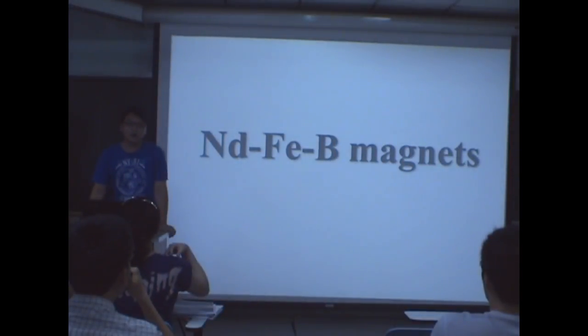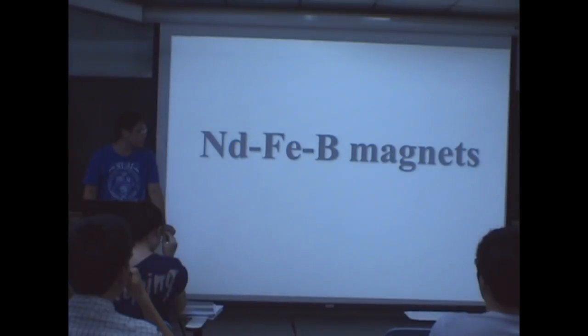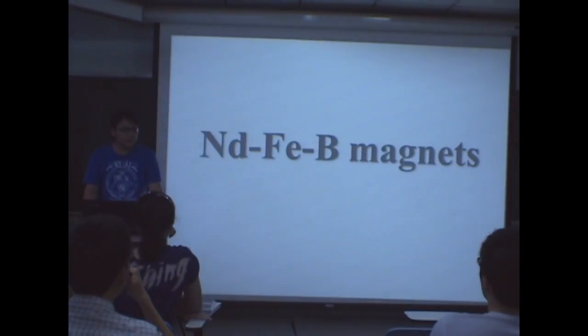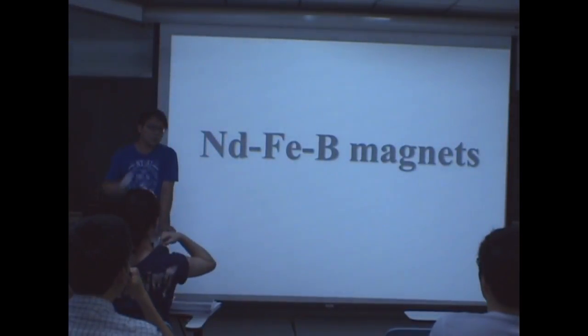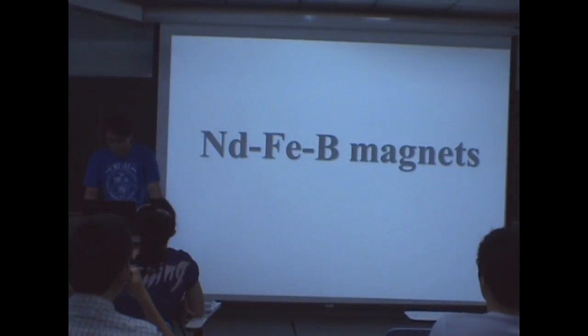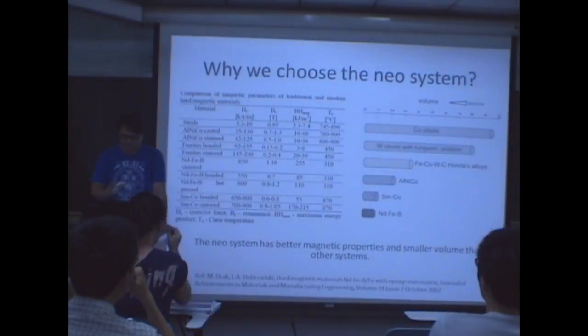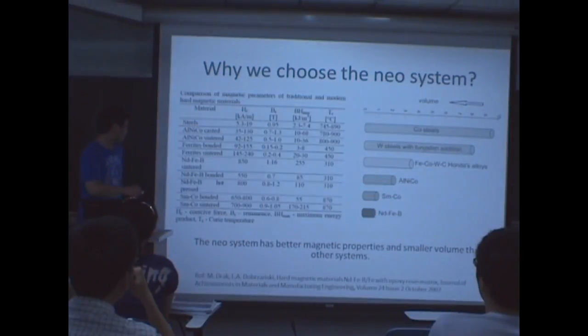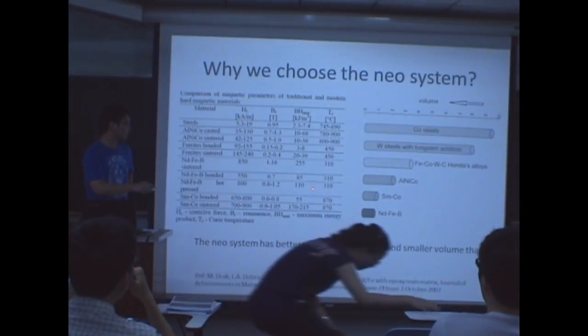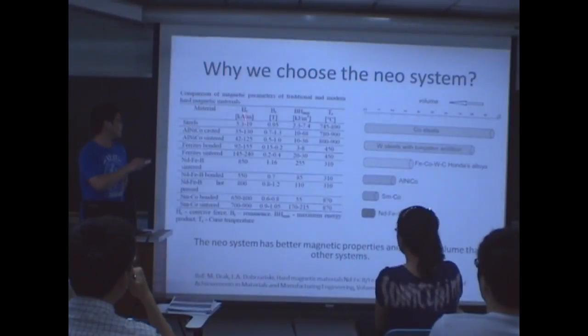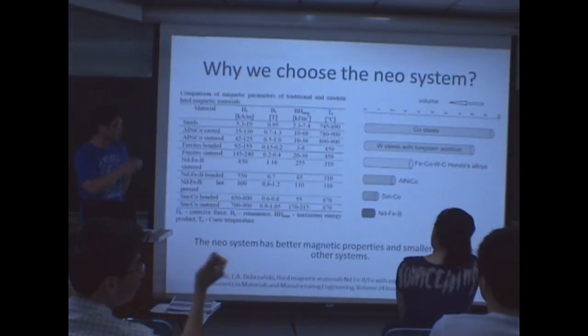Okay, in this part, I'm going to introduce the Nd-Fe-B ("neo") system. Before starting this topic, you may wonder why we should use another rare earth system. The key is performance. You can see the left figure. The neo system has better magnetic properties, such as the coercivity.